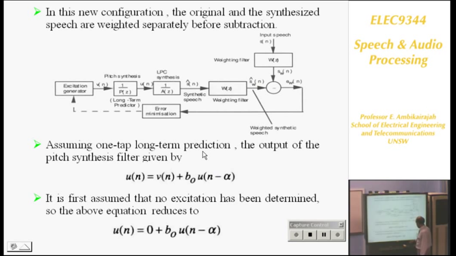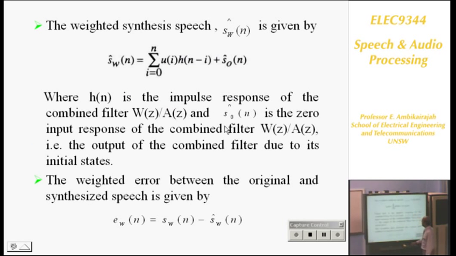Go back to the diagram. un convolved with these two together, or multiplied with these two. So that's what I'm going to put in here. And we say sw n is equal to un multiplied by this one, and it's a convolution, plus s0 n. There's an initial condition always there. Now we have assumed the excitation is zero, so there will always be an initial condition. This initial condition has to be set because you don't know which excitation is right. So we have set the excitation to zero to set up the equation.